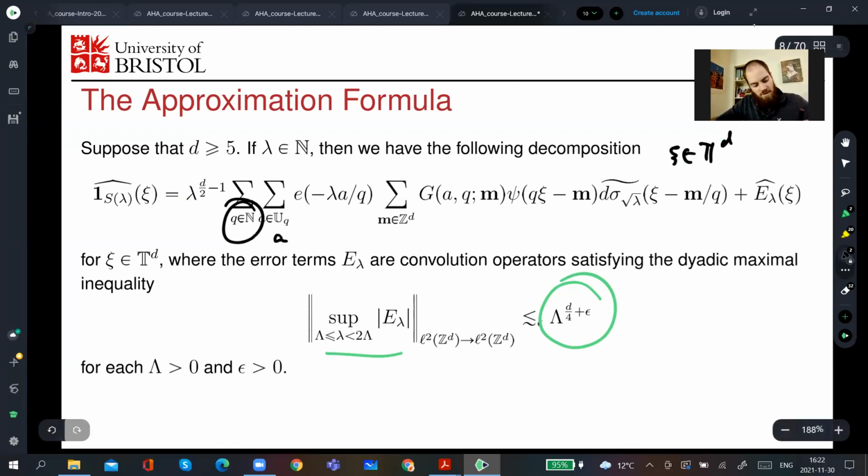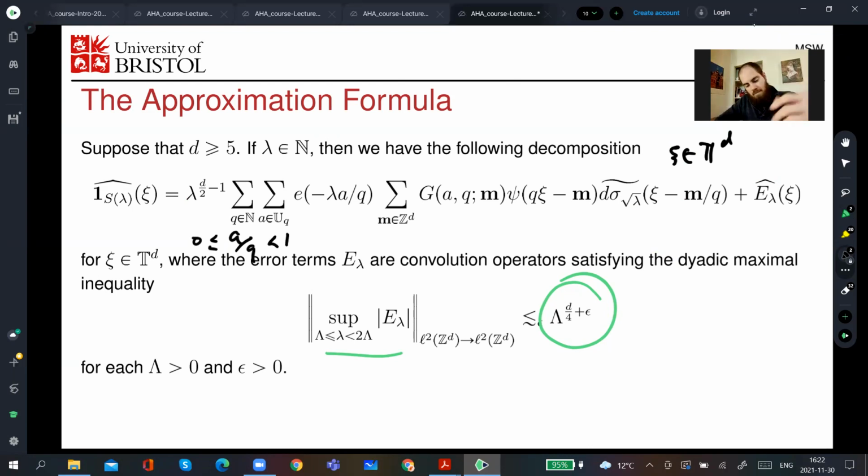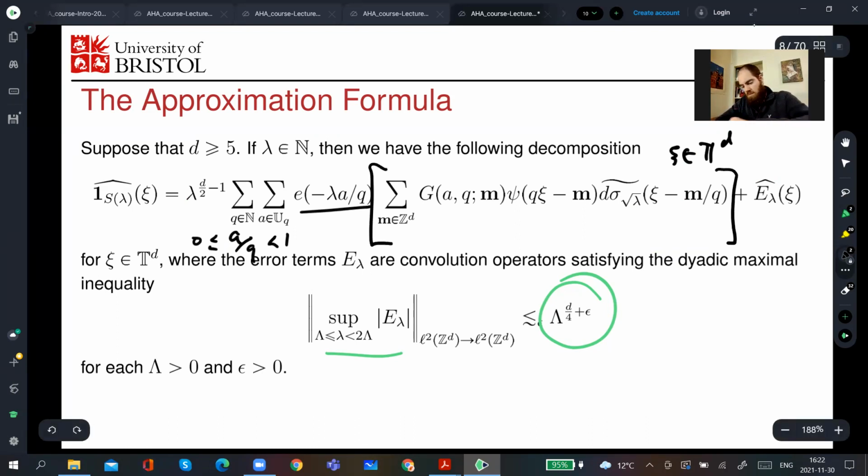This double sum here in the first place is actually a sum over fractions A over Q, where these are reduced fractions between 0 and 1, right? So A is coprime to Q. And then, okay, this is just a factor right here, e^(2 pi i lambda A over Q). But the main point now is this expression right here.